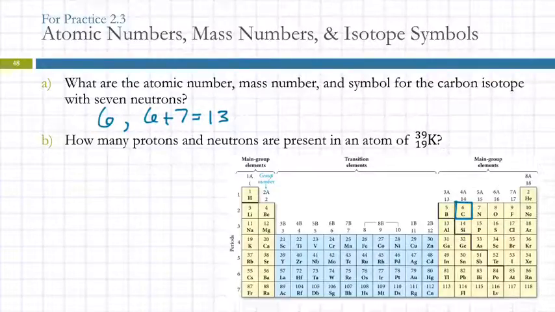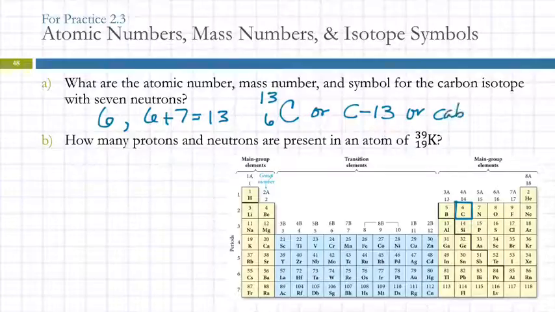And then the symbol. So we'd put a C here. We put the mass number as the superscript and the atomic number as the subscript. So we could indicate it that way, or C-13, or carbon, spell it right, carbon 13. Any questions?